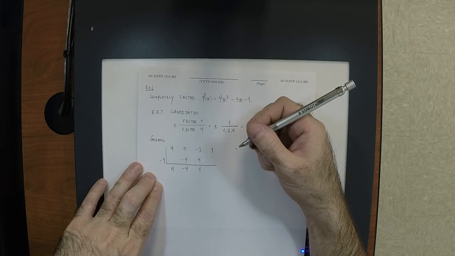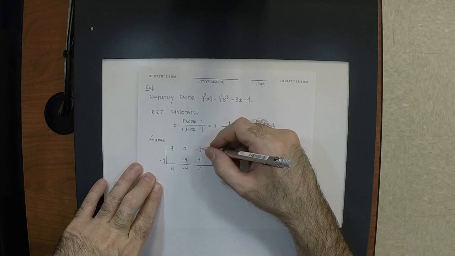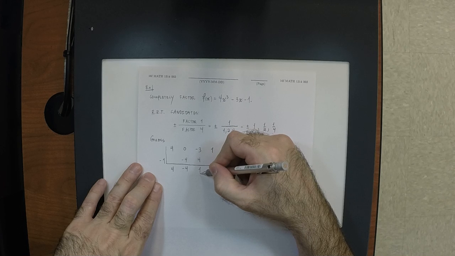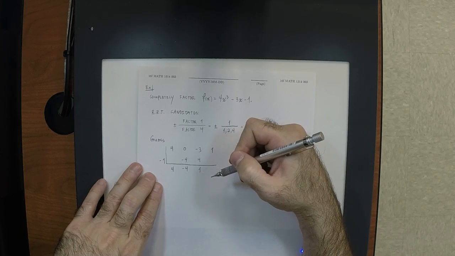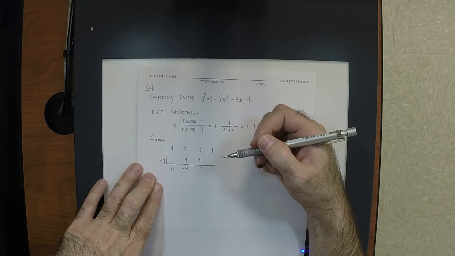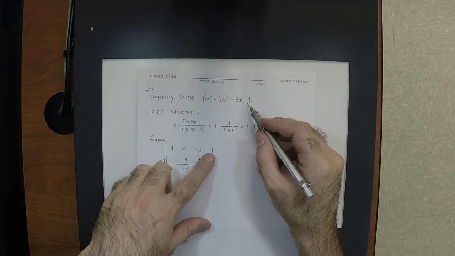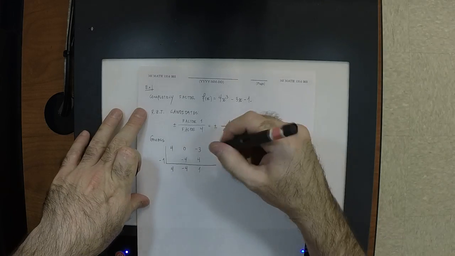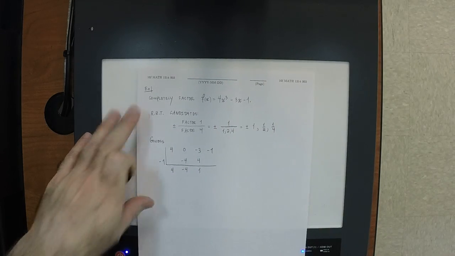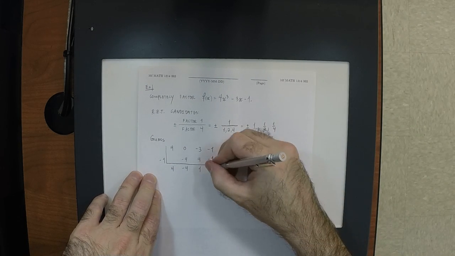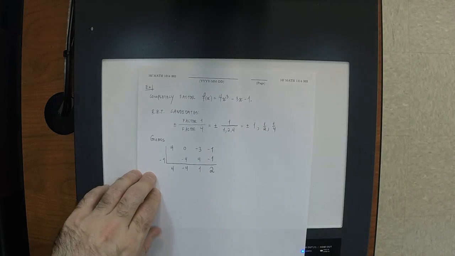Wait a second. -1. What? Oh, wait a second, no. Multiply, add. Is -1, wait a second. 4 minus 2. I've made an error somewhere. The last number should be -1 at the top left. Oh, this right here. Yeah, that's the error I made. I didn't copy it down right. So that's a copying error. Okay, so then now -1, and then add, and get a 2.